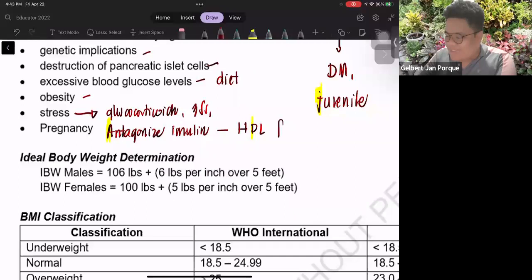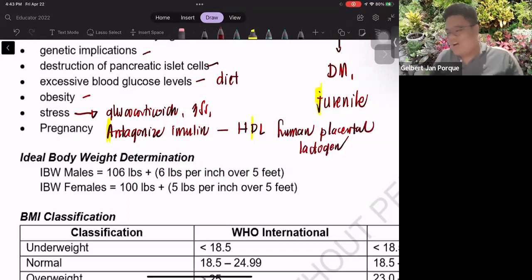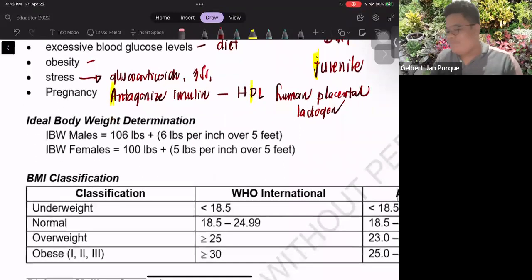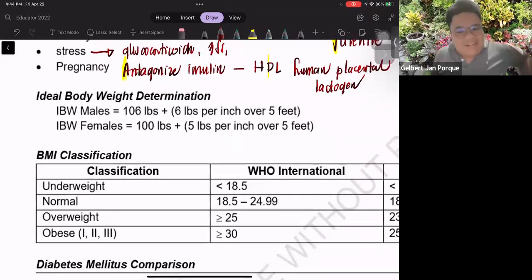I've read somewhere about progesterone, but I'm informed by textbooks that human placental lactogen would have a higher weight class on antagonizing insulin. Now, class, you have the formula here for ideal body weight, just for us to be reminded of some risk factors. If your patient is consistently above the ideal body weight class, your patient would be at risk for diabetes mellitus.